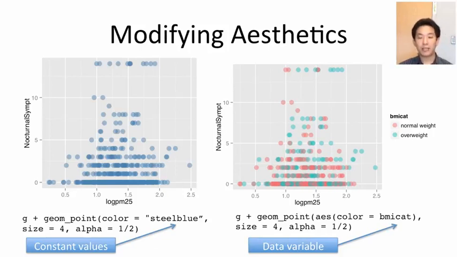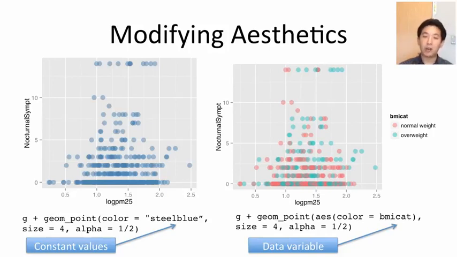The important thing to realize is that I placed these options in the geom_point function, and each one of these options, the color, the size, the alpha, has been set to a constant. And so the constants are not aesthetics. They're just options for putting the points on the page. On the right-hand side here, you can see that the plot looks similar, but there are 2 colors now, and each of the colors corresponds to whether the child is overweight or normal weight.